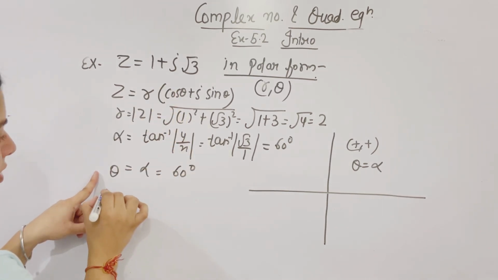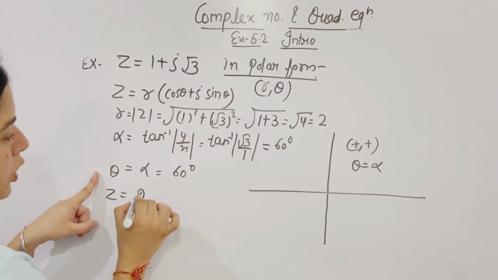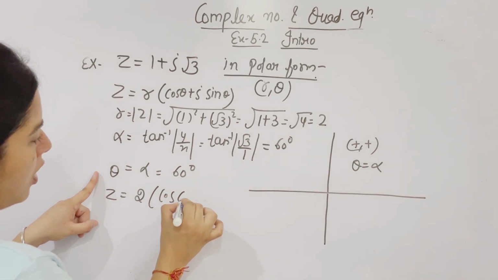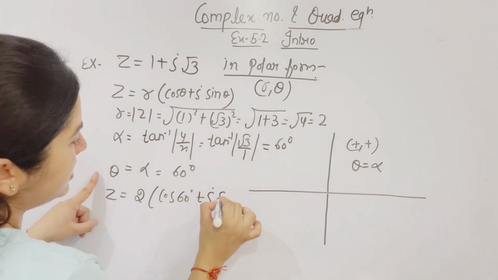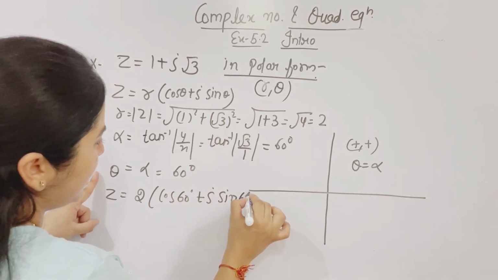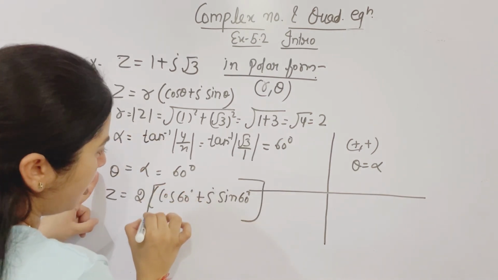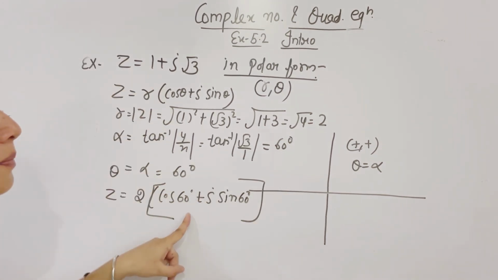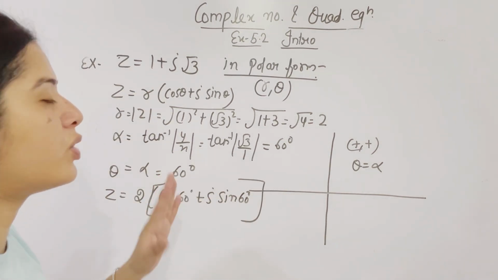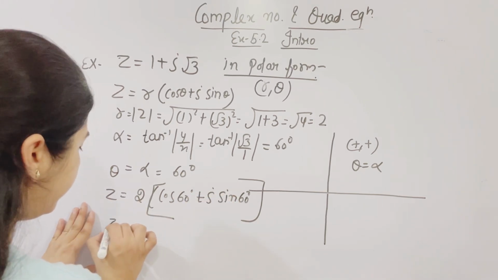Now put the values. R 2, cos 60 plus iota sin 60. This is the ultimate polar form of this complex number. Or 60 you can also write pi by 3 as.